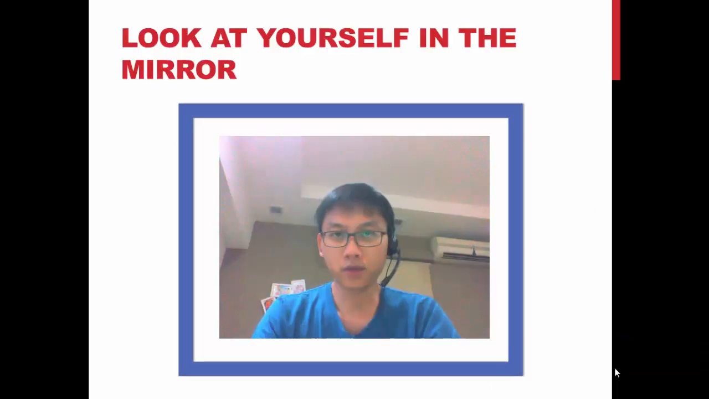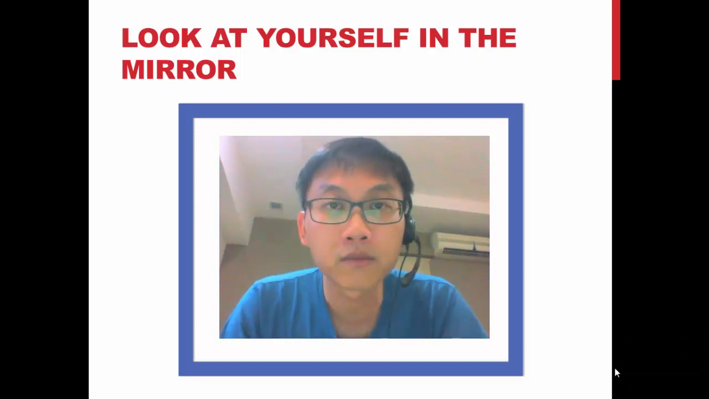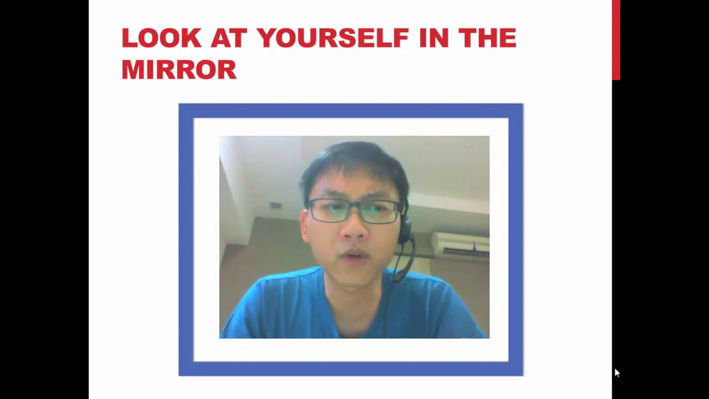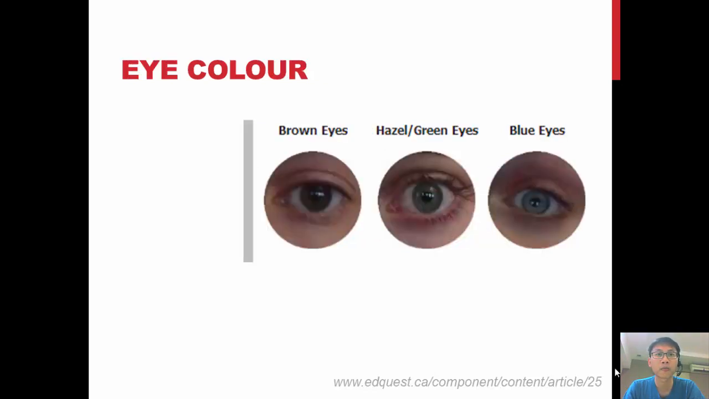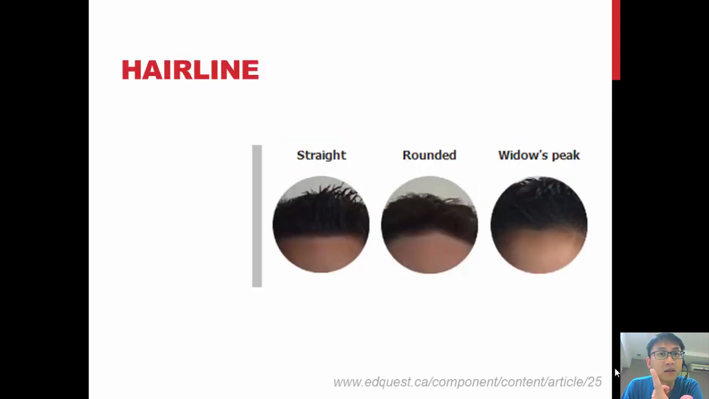So first, what I want you to do is look at yourself in the mirror. Look into the mirror. Now, which of the following features do you have? What is the color of your hair? Is it blonde, brown, black? I mean, most of us should be brown or black. How about your eye color? Do you have brown eyes, blue eyes, green eyes? How about your hairline? Is it straight or rounded, or do you have what they call a widow's peak?